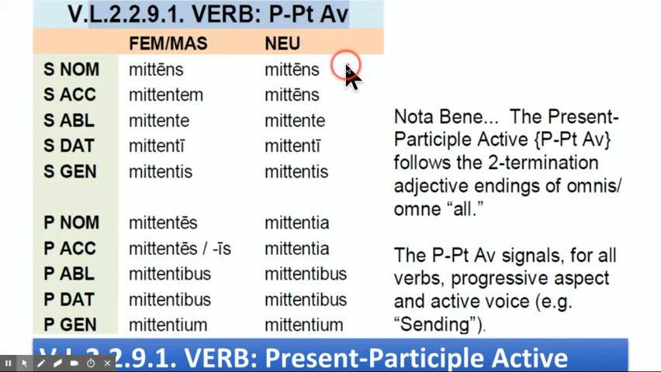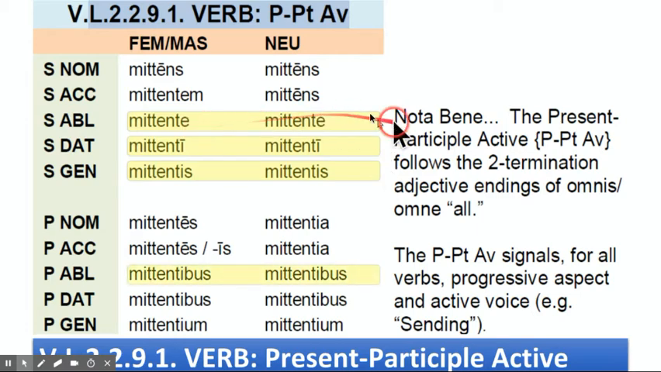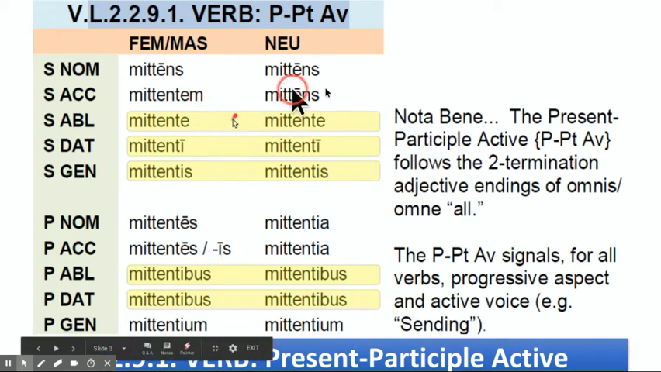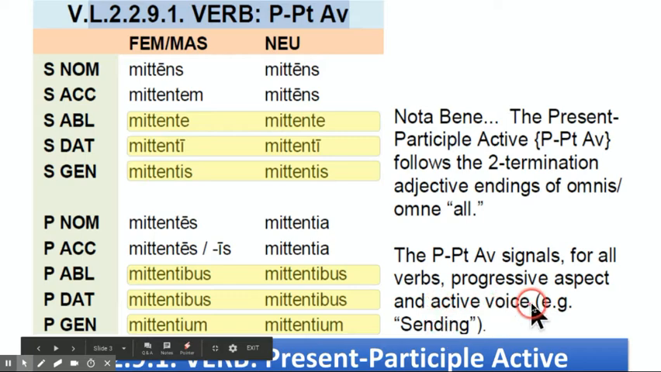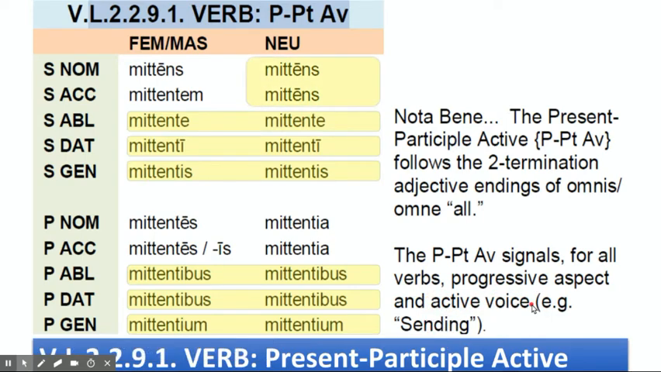You're dealing with the present participle. The present participle active is only going to occur in two termination adjective like omnis, omne, which of course is like third declension i-stem neuter, for the most part, except that e ablative. But for the most part, rather straightforward. It's going to be a verb acting like an adjective, modifying a noun. It only has one aspect, which is progressive, ing, and active voice. There are no tenses in the participle. Only the indicative has tense.